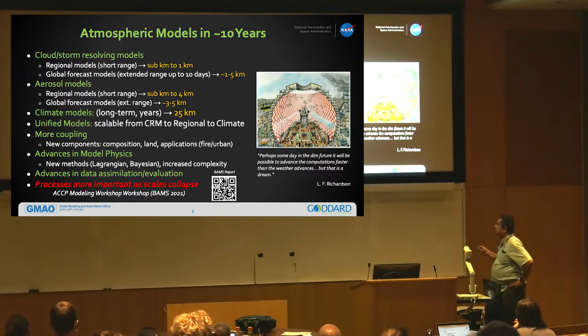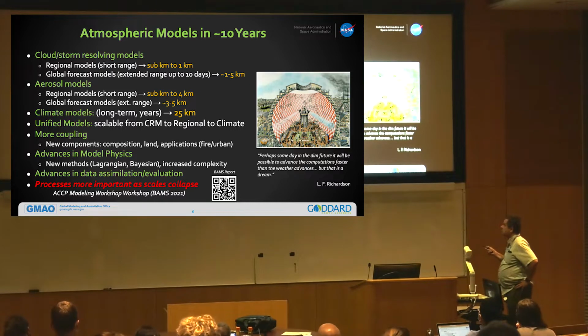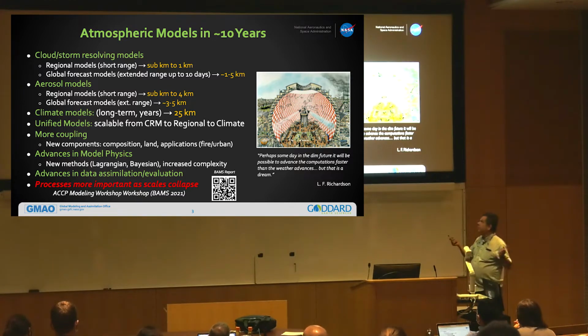Aerosol models are embedded in those. They also can be sub-kilometer, 2 to 4. And for forecasting, 3 to 5 kilometers is probably what's going to happen. And the global climate models, the ones that you run for centuries, would be at least 25 kilometers in the next few years. I think that is the tendency. Perhaps even higher.